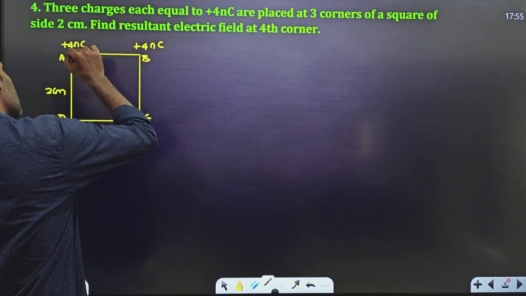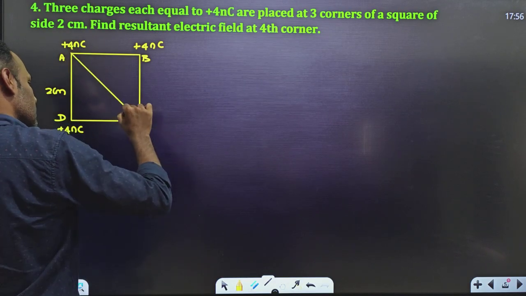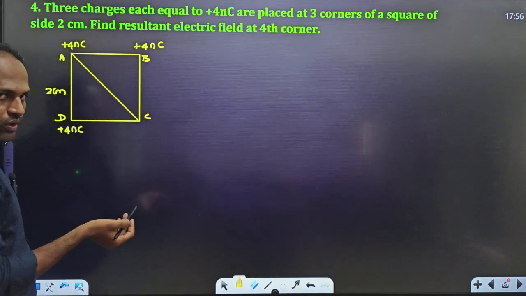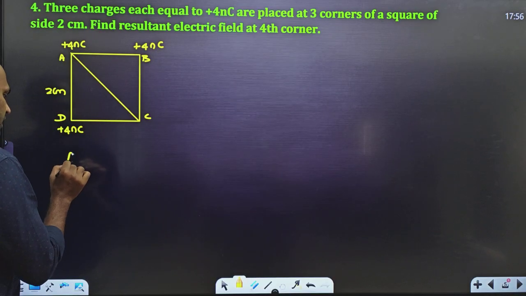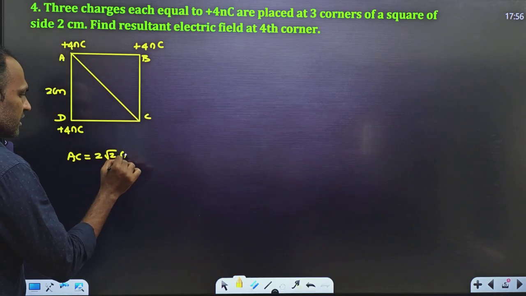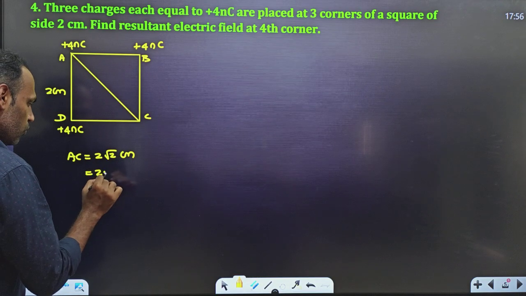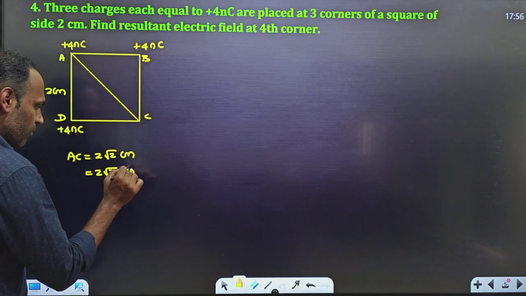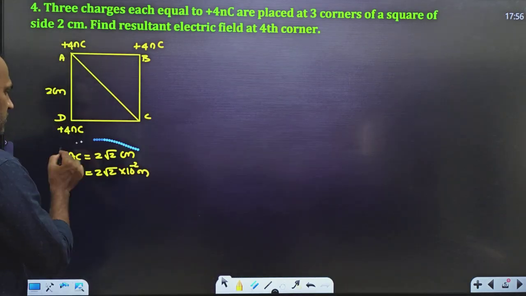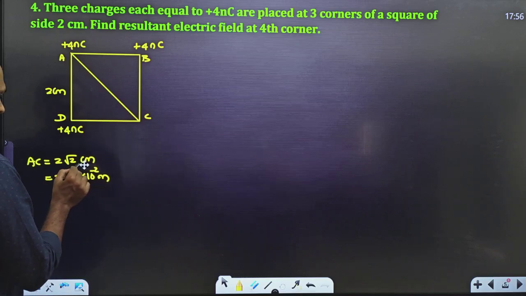Diagonal A to C. How much will this be? The diagonal A to C will be x root 2. So I will write here AC is equal to 2 root 2 centimeter. In meters, 2 root 2 into 10 to the power minus 2 meter. Correct? So this is the distance AC.